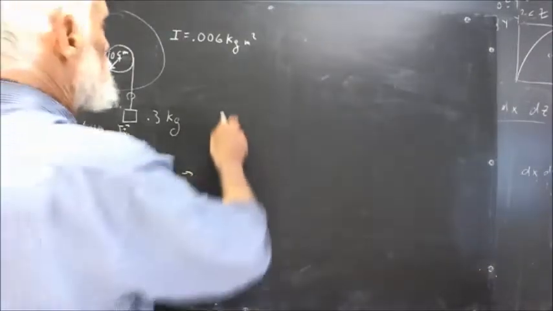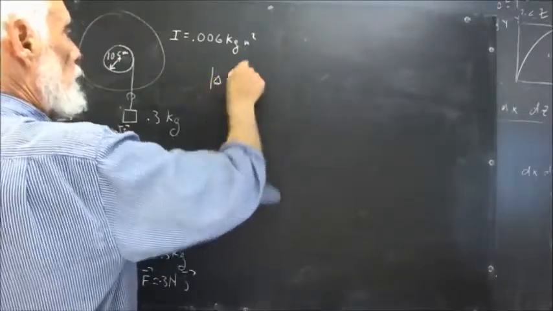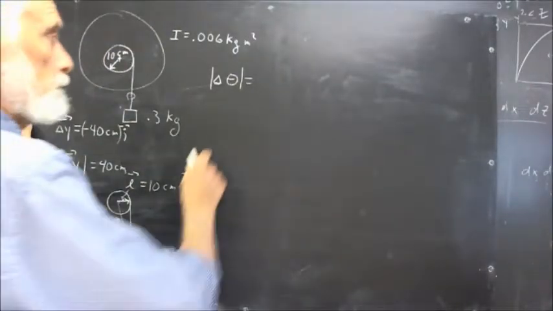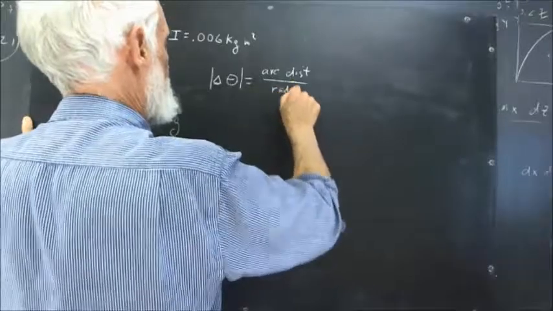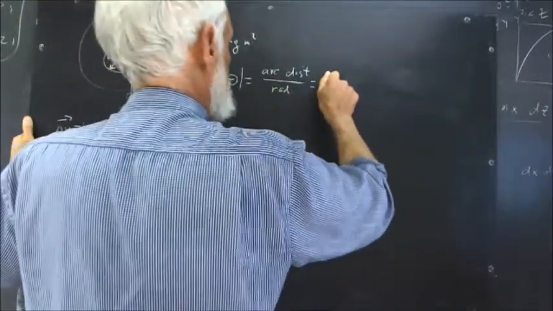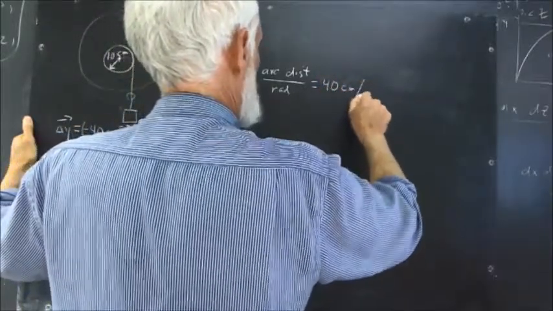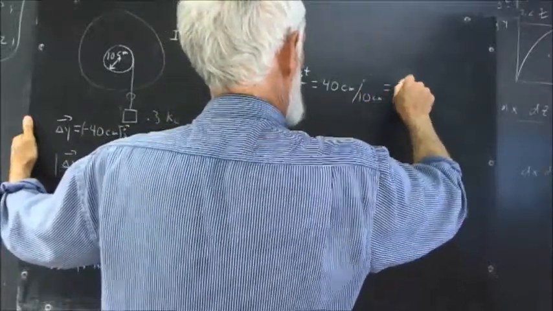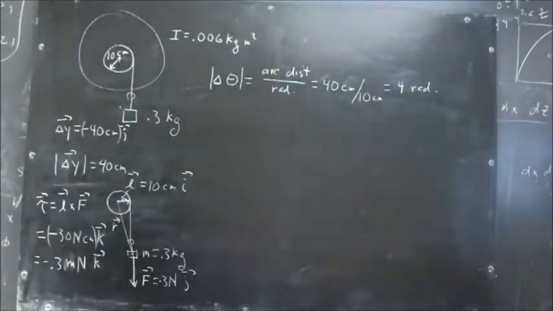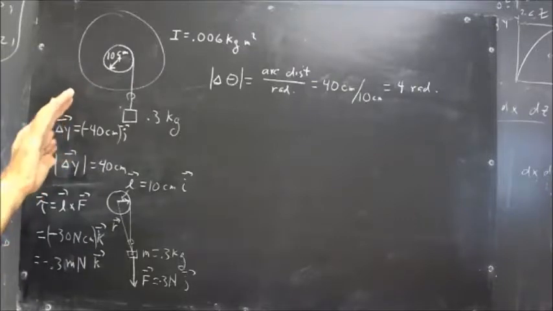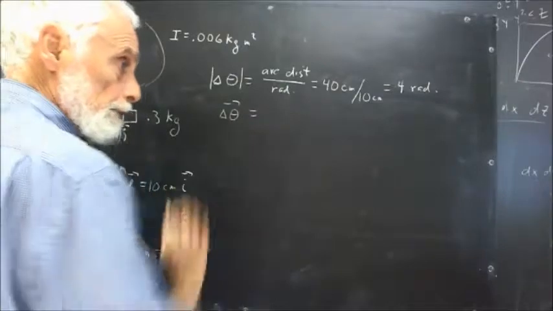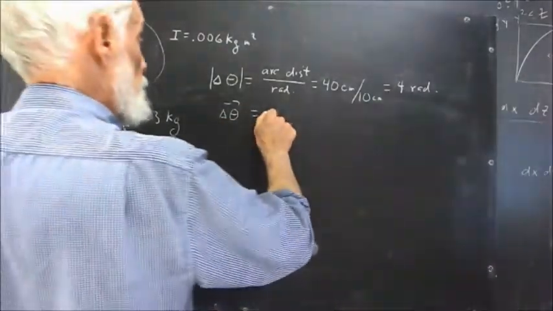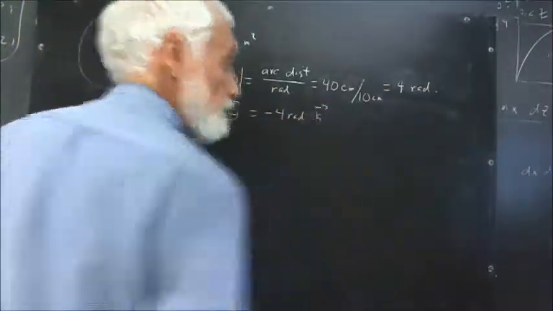Now the magnitude of delta theta is arc distance divided by radius, and that's going to be 40 centimeters divided by 10 centimeters, which equals 4 radians. So we got our magnitude of delta theta. If you want the vector delta theta, delta theta is 4 radians around this way. Right-hand rule says that's into the board. So if we want to do delta theta as a vector, which is not absolutely necessary here, then it's negative 4 radians times k.